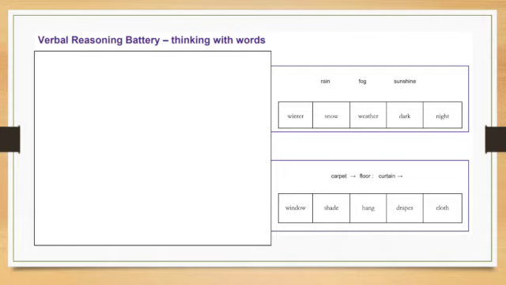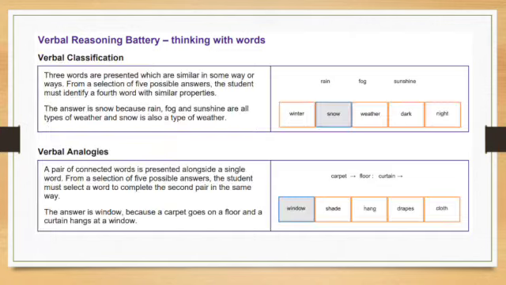Here is a problem that students would face in the CAT4. So you can see the words up on top right there are rain, fog, and sunshine. The student then has to choose the word that works with those 3 words that matches up. And we can see that it is snow because that is a type of weather. It is not winter, it is not weather, it is not dark, it is not night. It's snow because it's a type of weather.